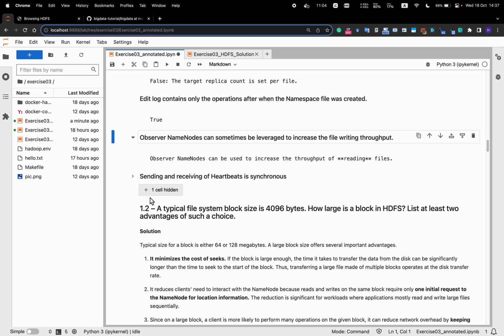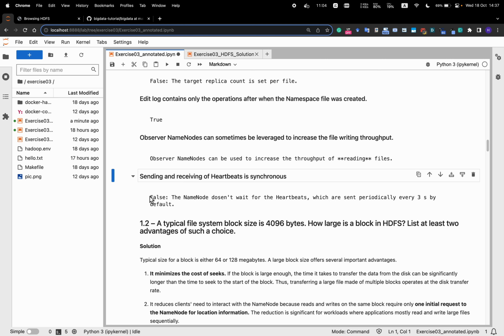No, it's not critical. As long as it's not critical, both sides don't need to wait for the operation to finish. So it's asynchronous. The heartbeats are sent periodically.